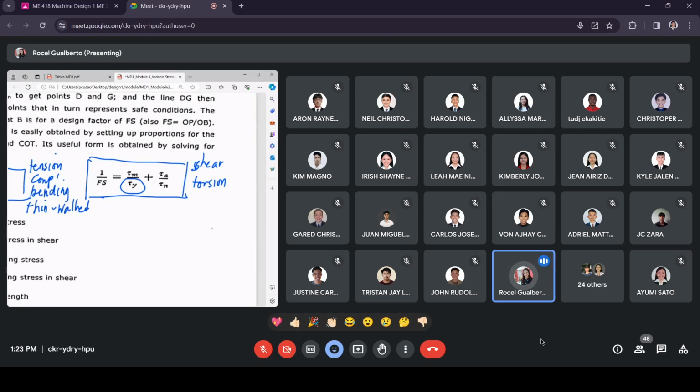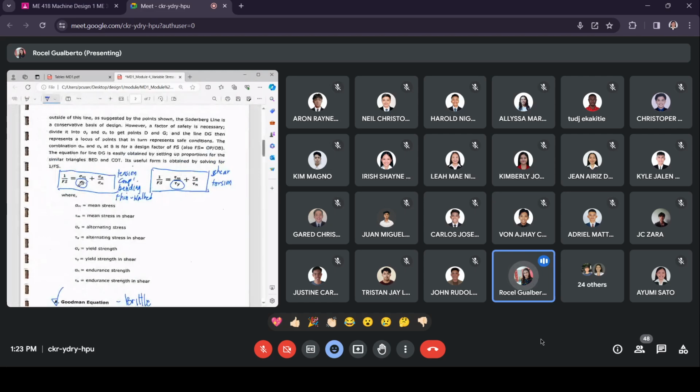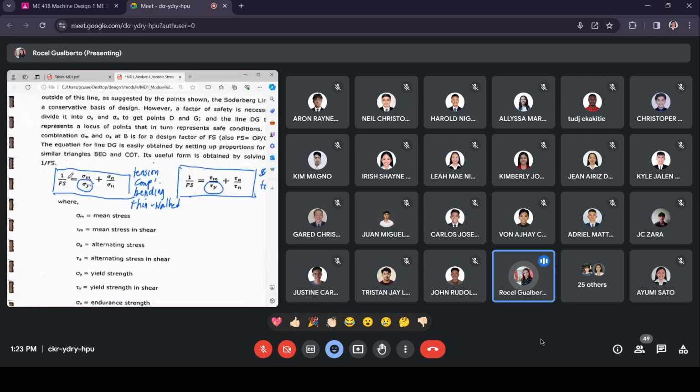So let us take a look at the equations. This is your Soderberg equation, and see the components of the equation. It has the same components as the Goodman. Let us go into details on the components. Let us have the first one, the factor of safety. The factor of safety is usually given.